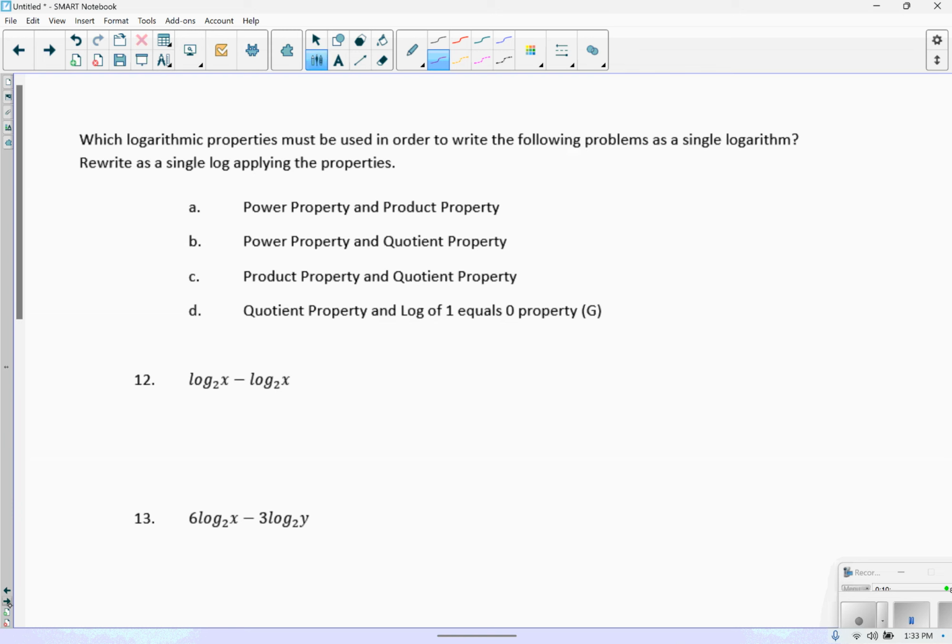Okay, and this was pretty much the same as the page before, but I've listed out the 4 possible rules that are going to be used. So we know that we have subtraction that gets rewritten as quotient rule. So we've got our quotient property as our first step. Log base 2 of x over x. We would then simplify.